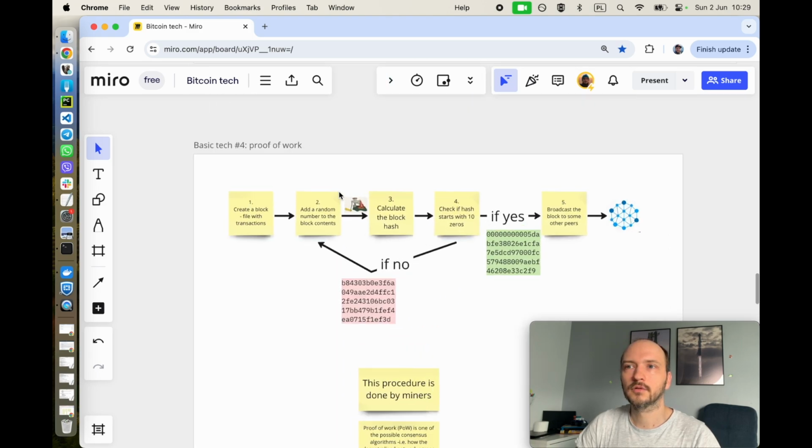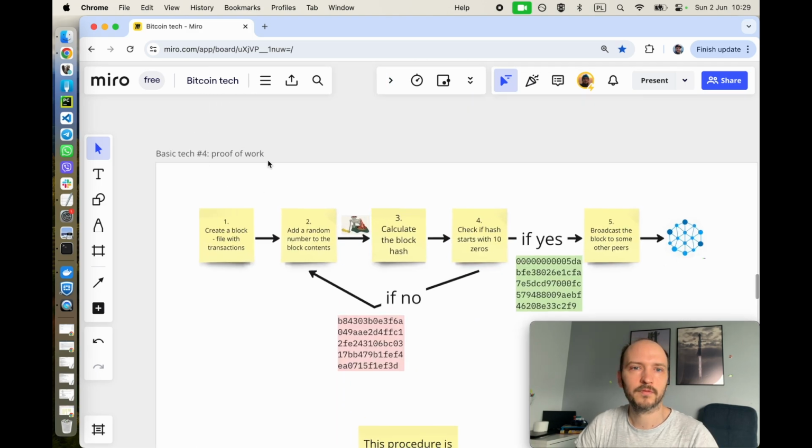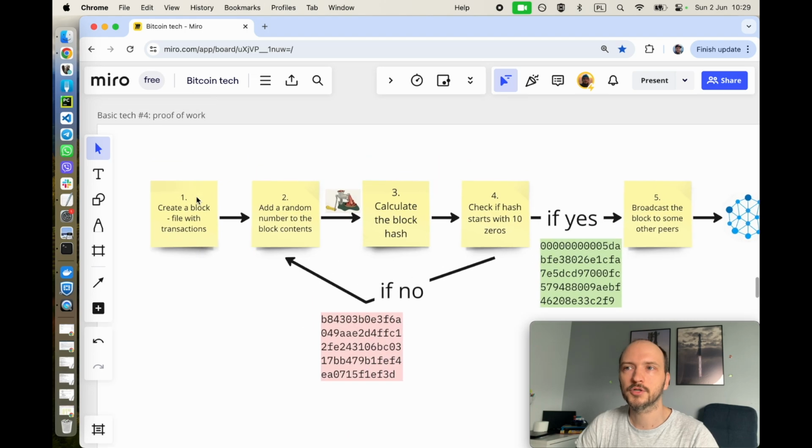And the core tech number 4 is proof of work. I will also explain to you how it works. You probably heard about that, and it's quite simple if you understand the hash. So I will show you how it works.